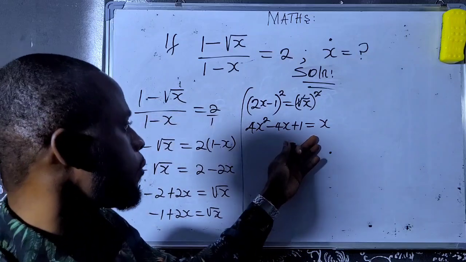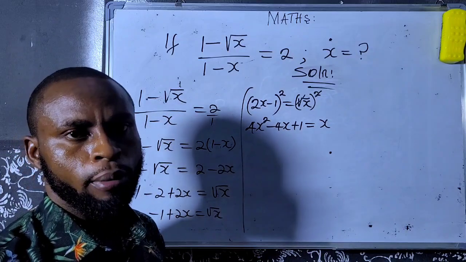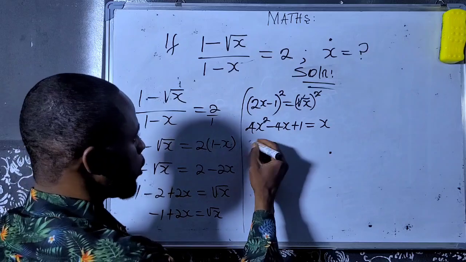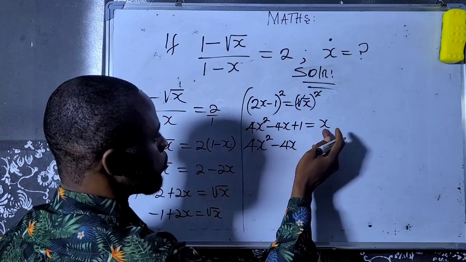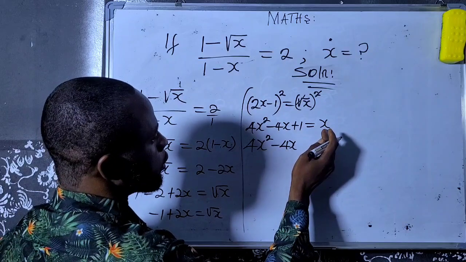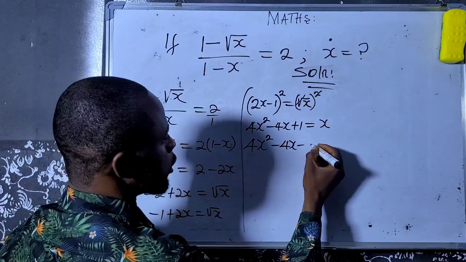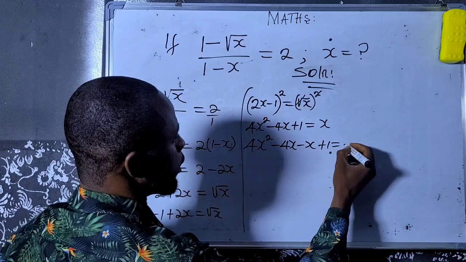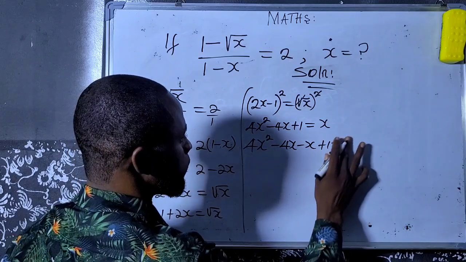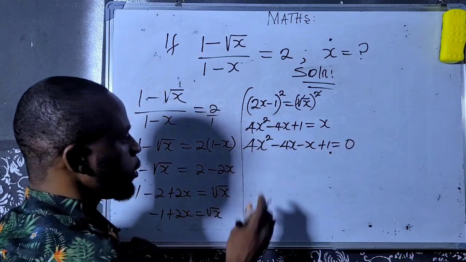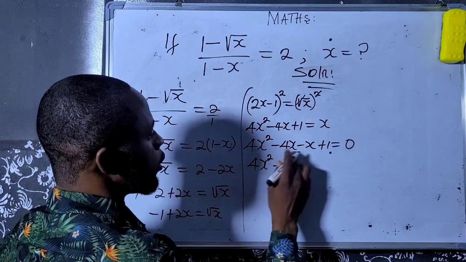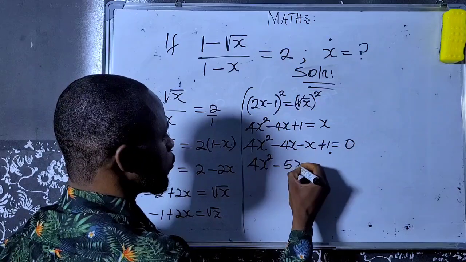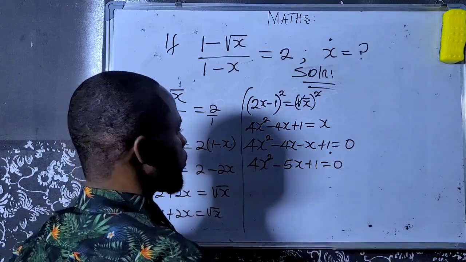This is quadratic. When we arrange it in its normal form, in that case, we are going to have 4x squared minus 4x. If we bring down x from the right hand side to the left hand side, it becomes minus x plus 1 equals 0. Then we have here 4x squared minus 4x minus x, that will give us minus 5x plus 1 equals 0.